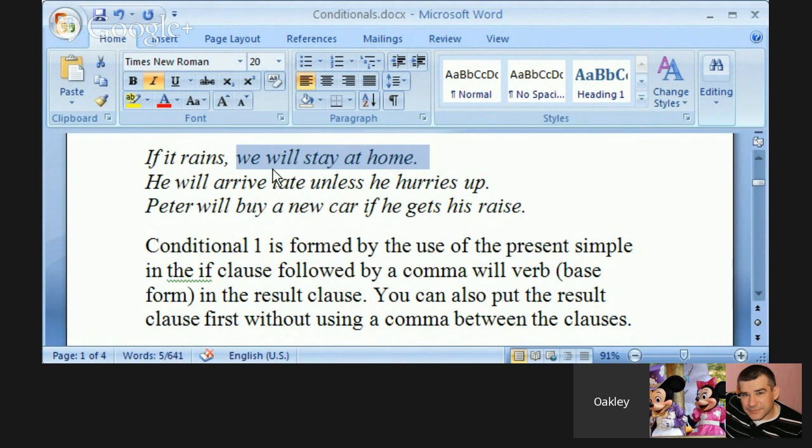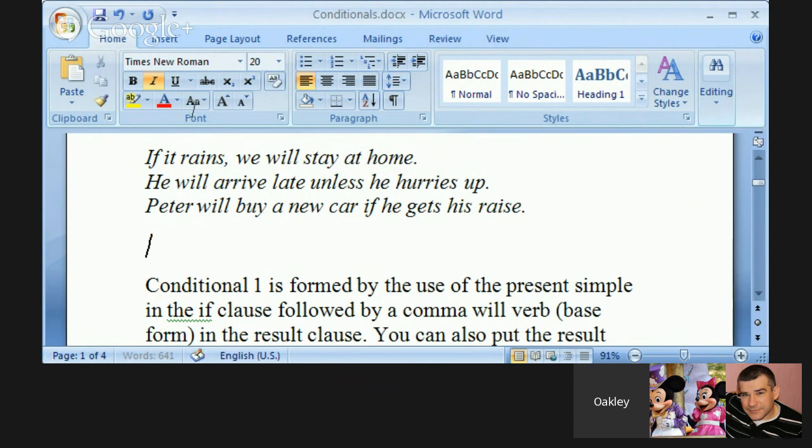Obviously, I can use the negative. If it rains, we won't stay at home. It's equally valid. Okay, so normally, let's try this out. This is how this is formed. Let's give it a try.